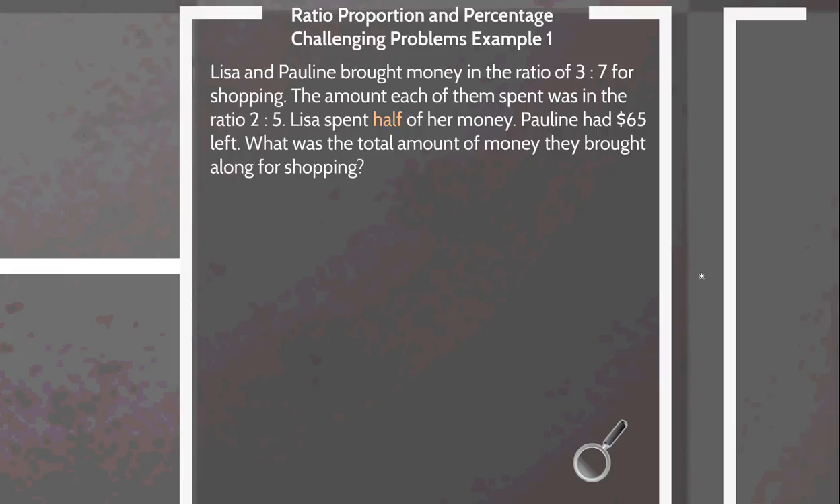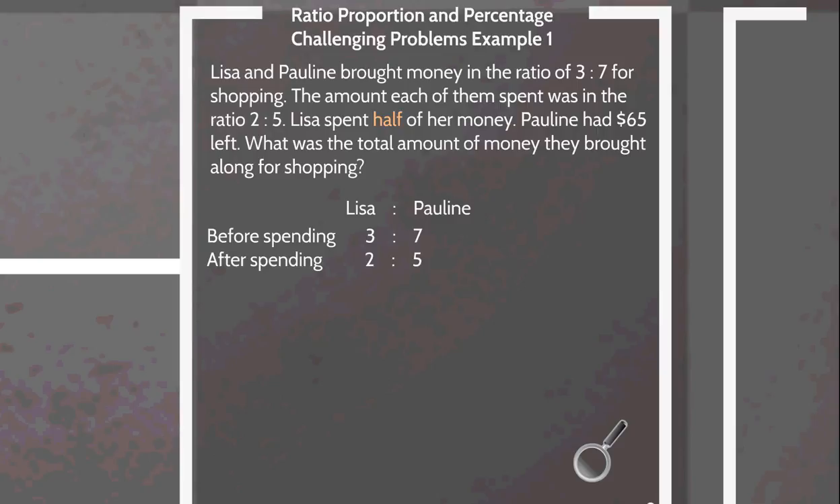Lisa and Pauline brought money in the ratio of 3 to 7 for shopping. The amount of money each of them spent was in the ratio 2 to 5. Lisa spent half of her money. Pauline had $65 left. What was the total amount of money they brought along for shopping?